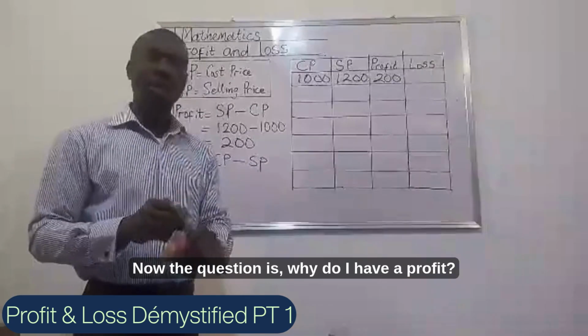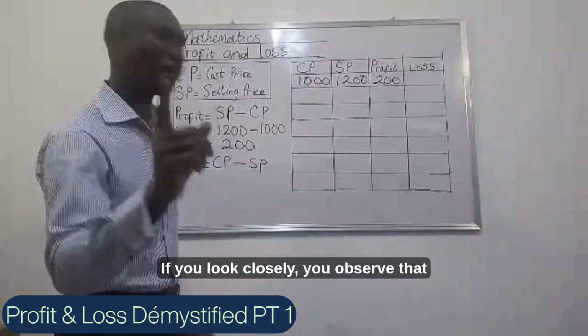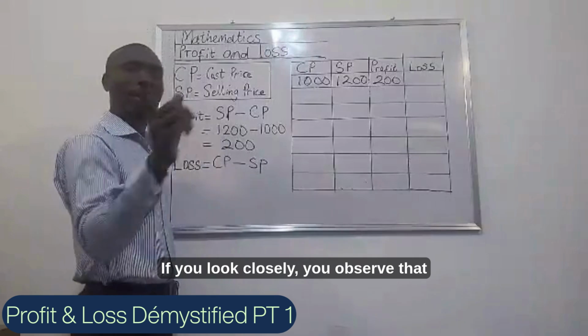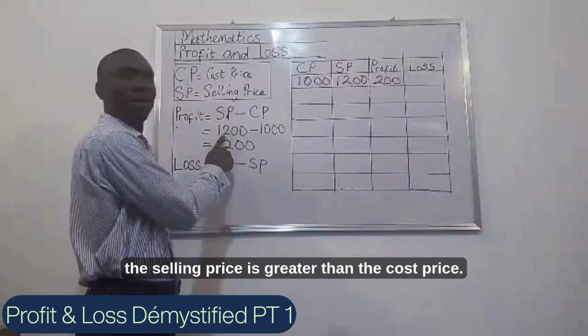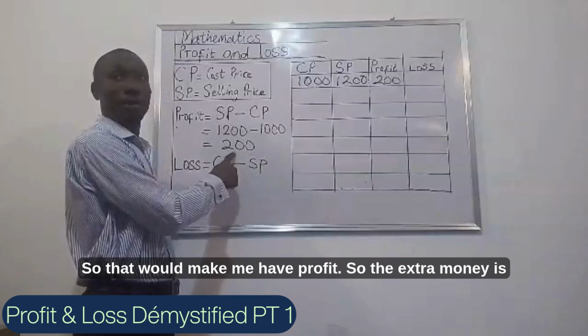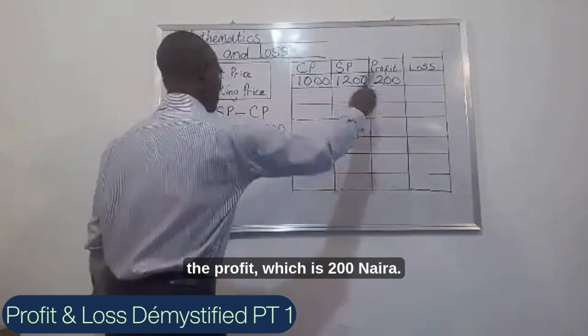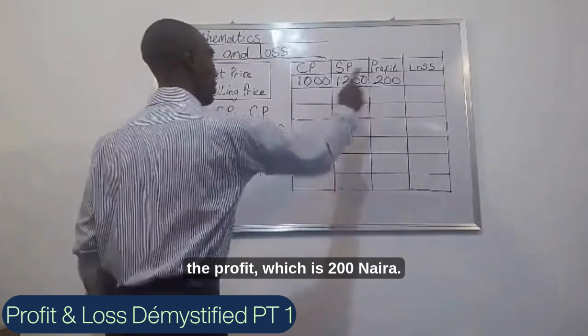Now the question is, why do I have a profit? If you look closely, you observe that the selling price is greater than the cost price. So that will make me have profit. So the extra money is the profit, which is 200 naira.